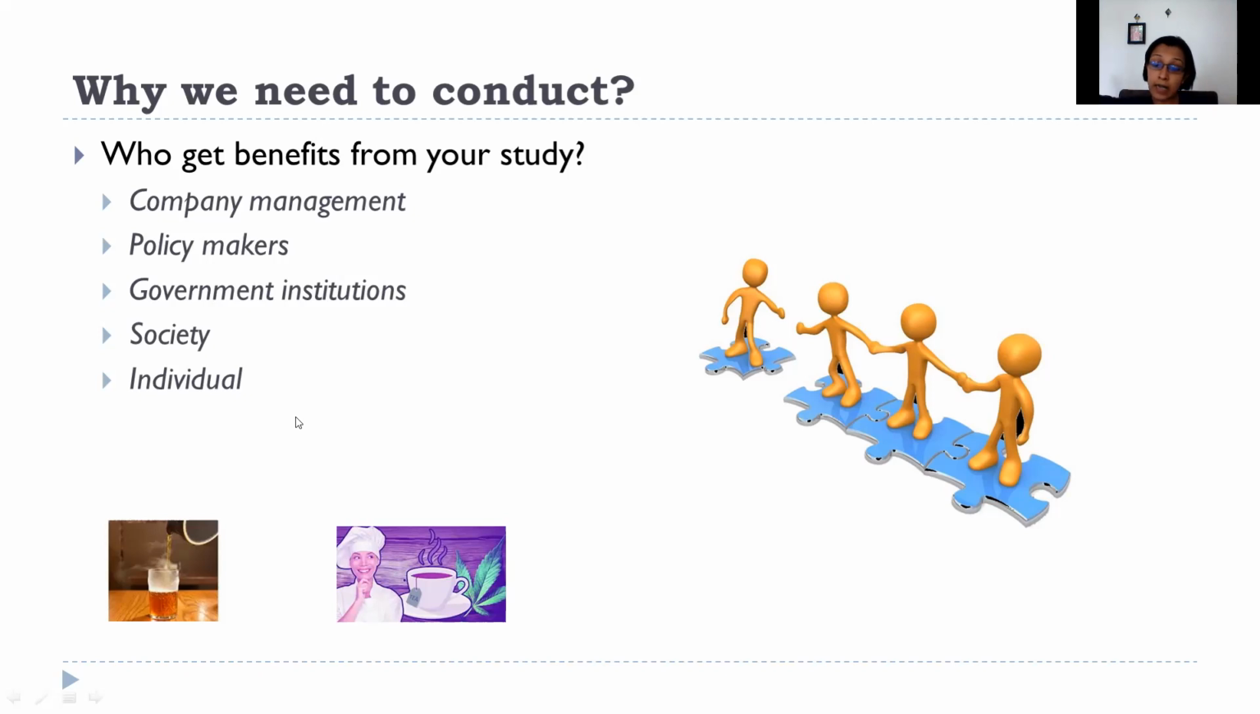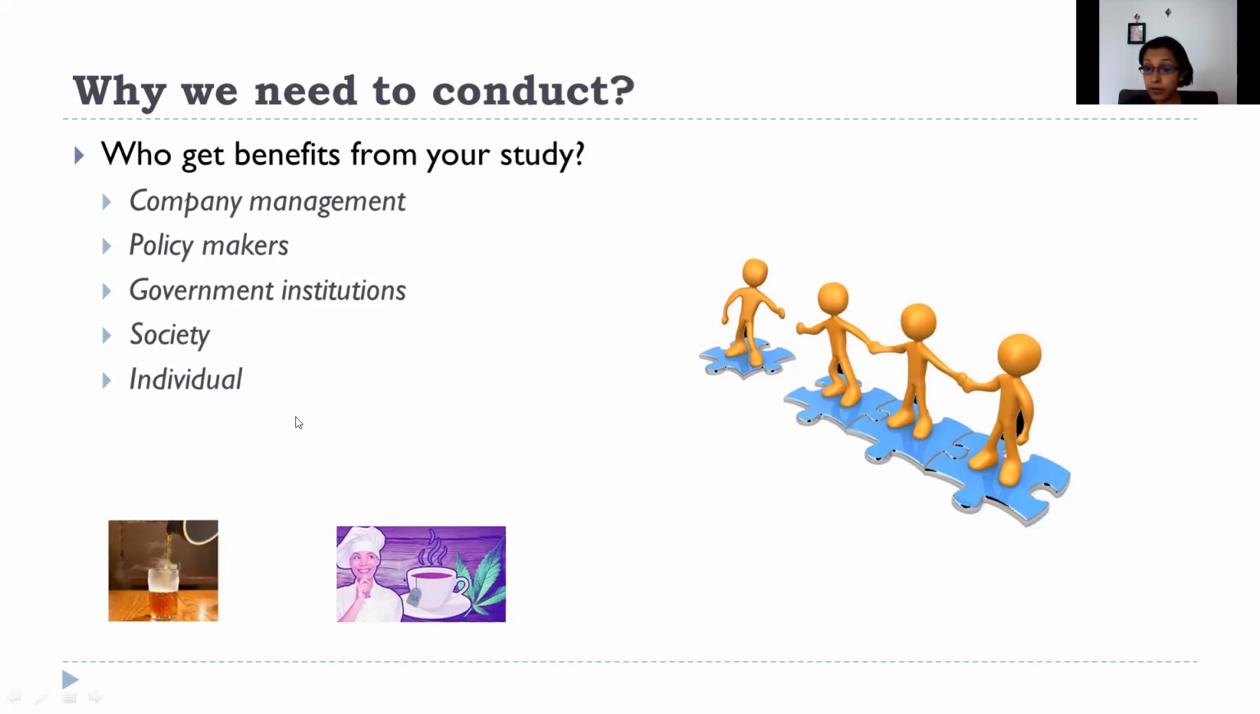Then finally, ultimately, it's going to impact their profit, right? Then it is a researchable problem. Why? It impacts a lot of people, a lot of stakeholders engaging with that industry. Okay, so then who gets the benefit from your study? That's the important question you need to ask when you select your research question, right?